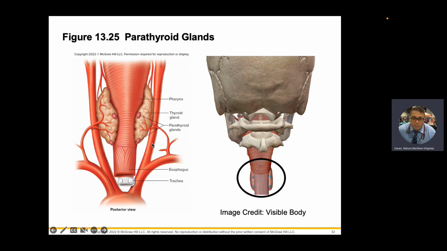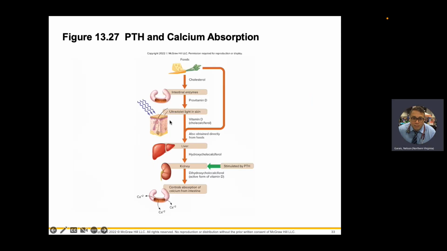Here, and this is your parathyroid. Let's look at this. Intestinal enzymes make provitamin D, right? Ultraviolet rays, then what happens? Exposure of the skin to ultraviolet radiation or the sun, you'll get vitamin D, also known as cholecalciferol. It goes to the liver, goes to the kidney, and then what? Then it can also control the small intestine regarding calcium. It'll release the calcium.